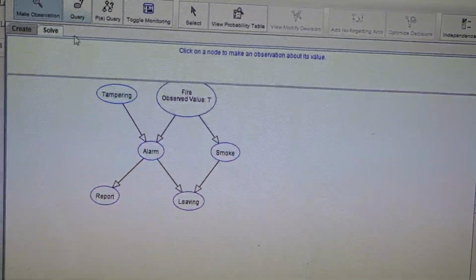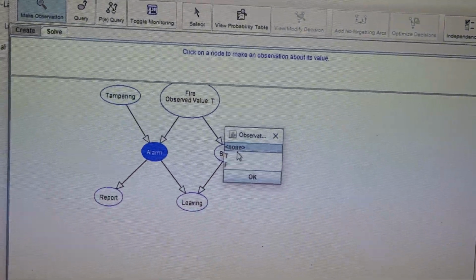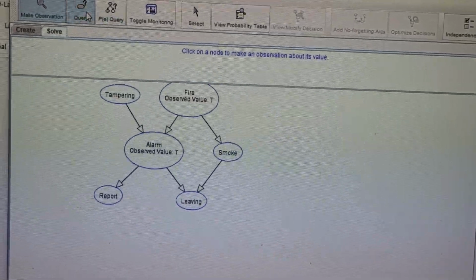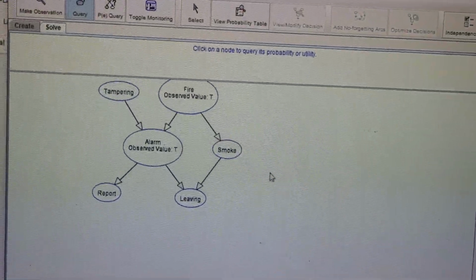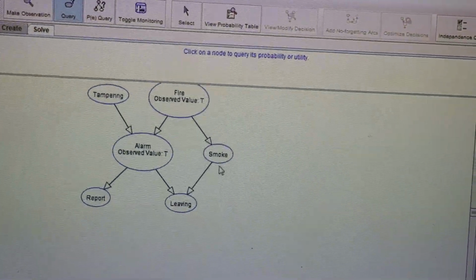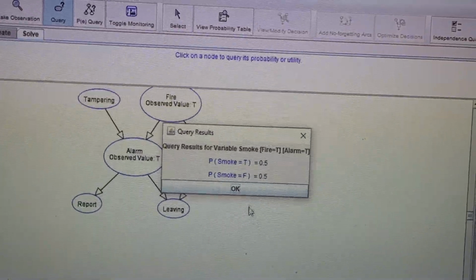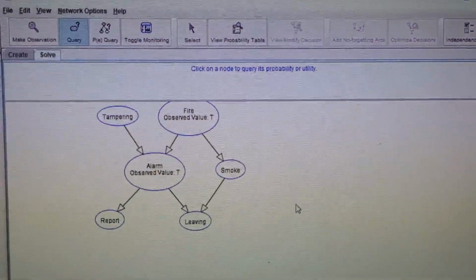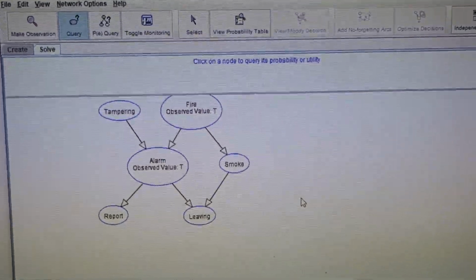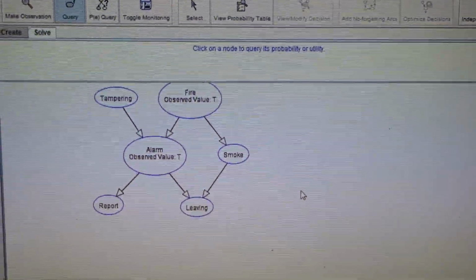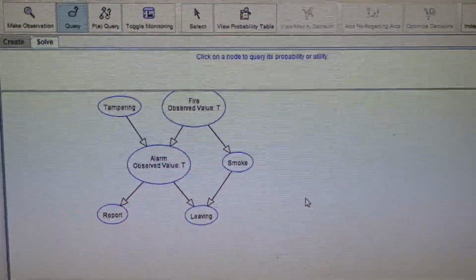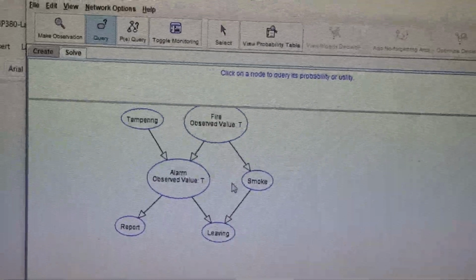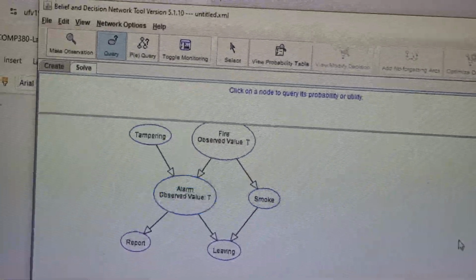And now we make an observation of alarm to see if it's true. Alarm is true, and we query this. Same thing here. It doesn't really matter that we found that alarm is true, because alarm and smoke are conditionally independent, as you can see here by the fact that they don't have arrows connecting them. And this is a belief tree.